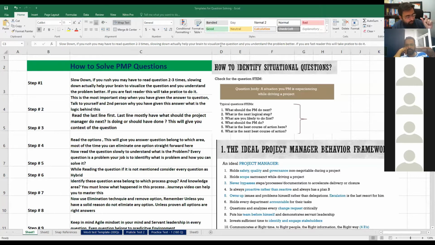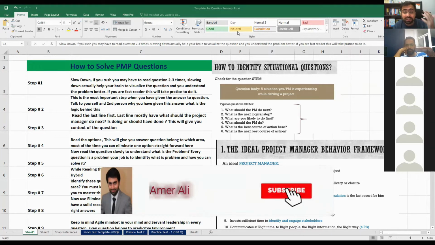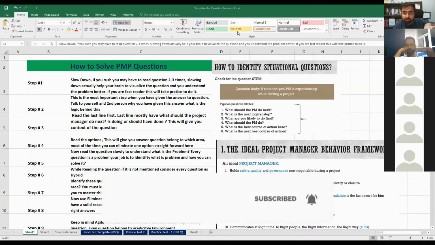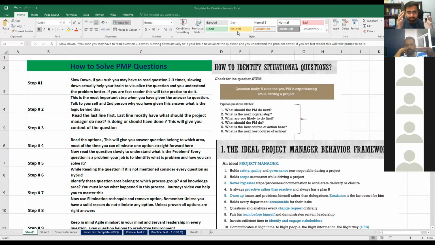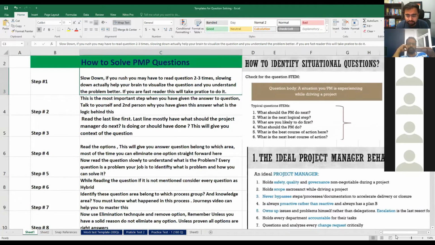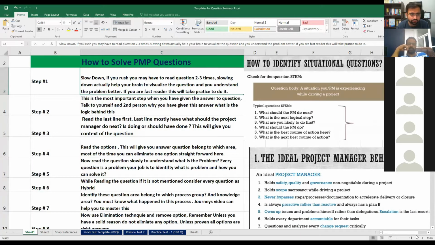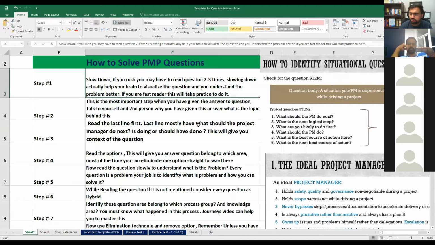Why? If you don't slow down, what actually happens? You have to read the options and the question multiple times. But if you slow down, you only read the question one time, and in the long term, you save time. This is very important, especially for those who have good English. They must slow down in the exam and slow down to read the question. I'm just making it bigger so you can read it clearly.